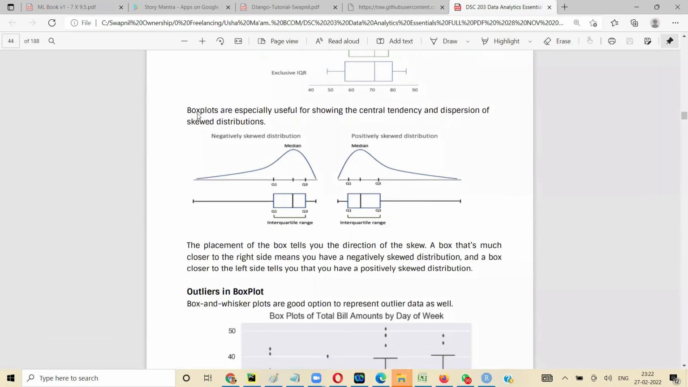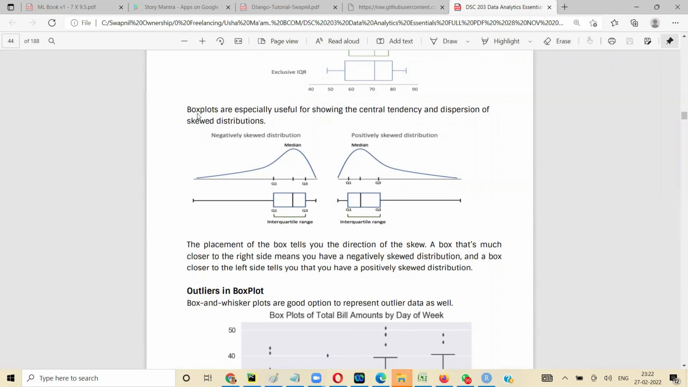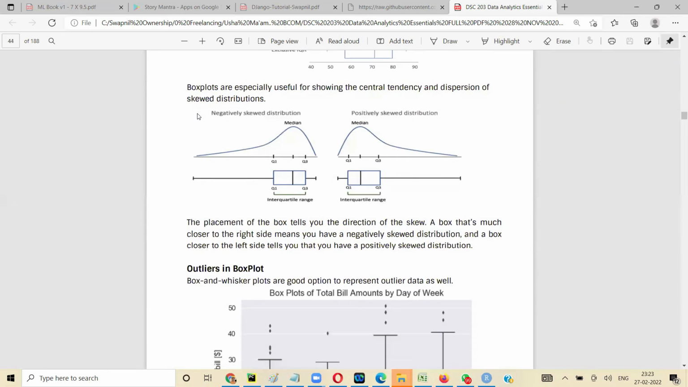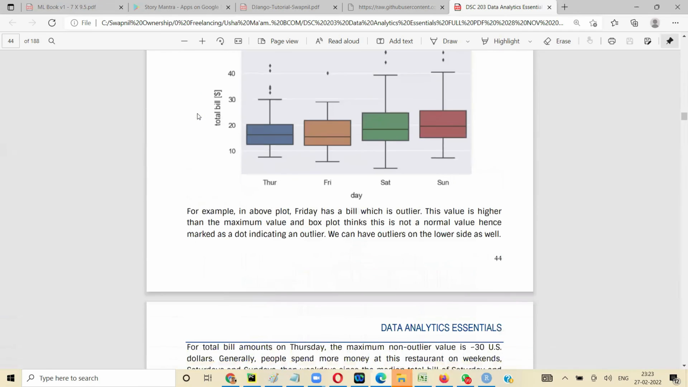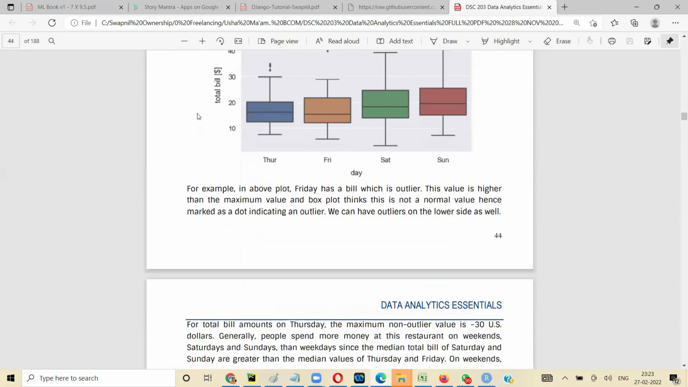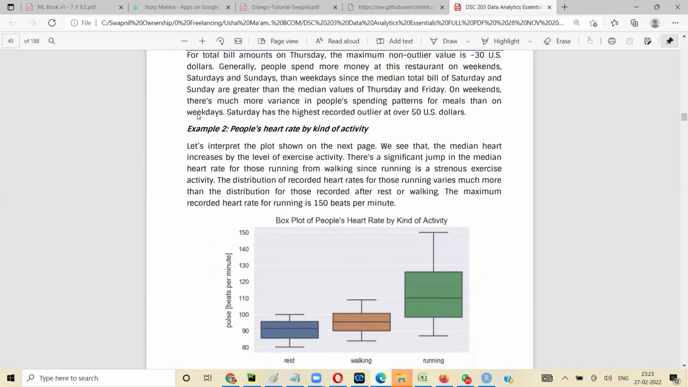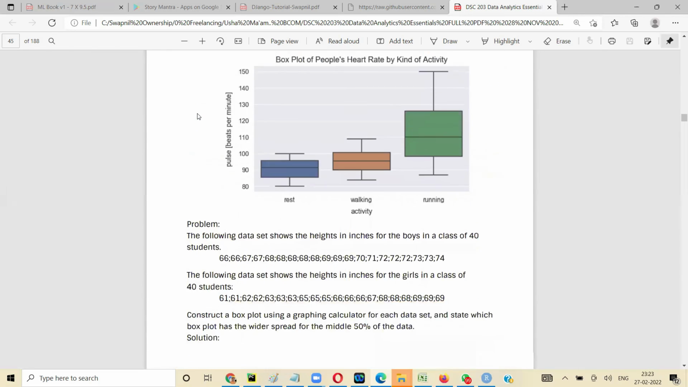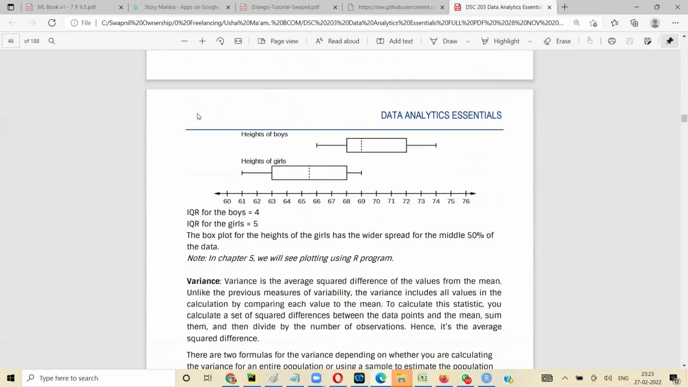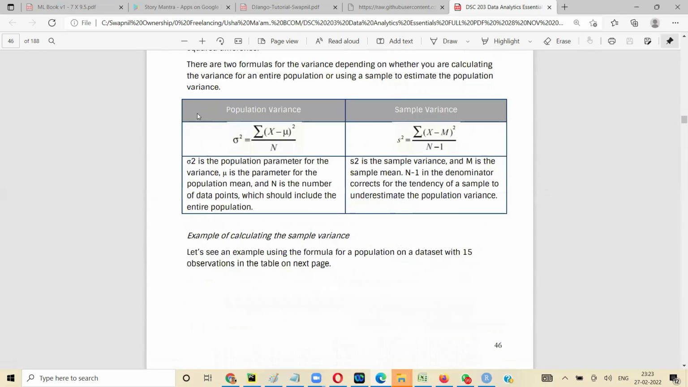So this is how a negatively skewed graph box will look, and how a positively skewed graph box will look. Positively skewed, the tail is going on the positive x side. Negatively skewed, the tail is going on the negative x side. So the box plot will also have something like this. Outliers, right? We discussed this before. So you can quickly move across all these. I'll send you the link. You can read through this.